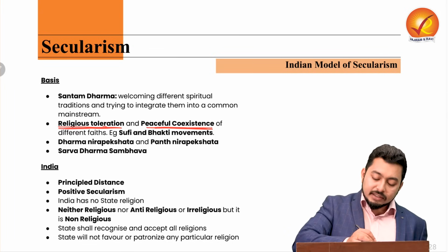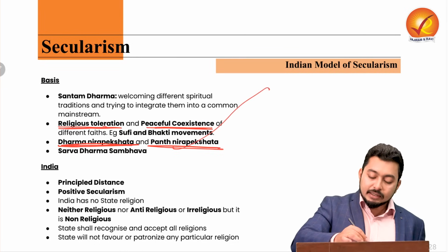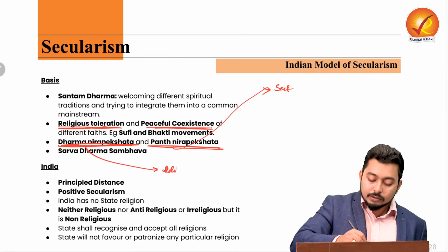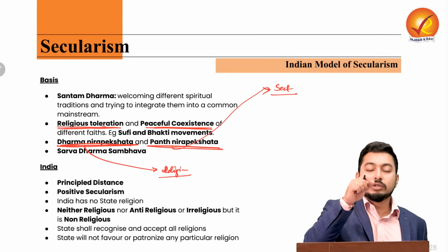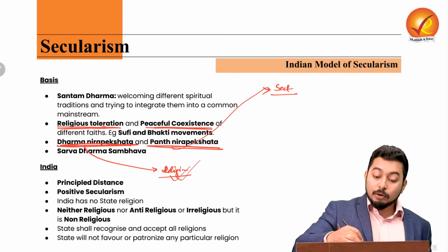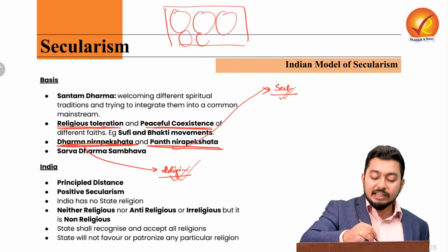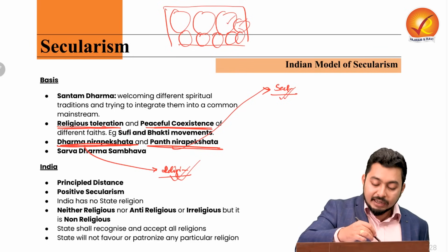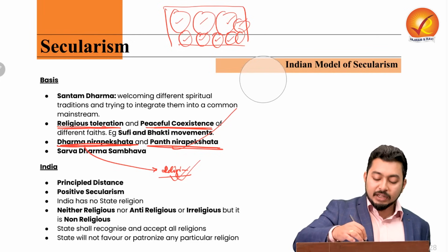Then the idea of secularism in Indian context is about dharm nirpekshata and panth nirpekshata. When I say panth, I mean sect. When I say dharma, I mean religion. So Indian model of secularism is not only talking about equality of view from the state when it comes to religion, but also to sects. So a religion may have multiple sects, multiple set of believers who have different practices, different cultural practices. So each of them will be treated equally by the state. So that is the idea of dharm nirpekshta as well as panth nirpekshta.